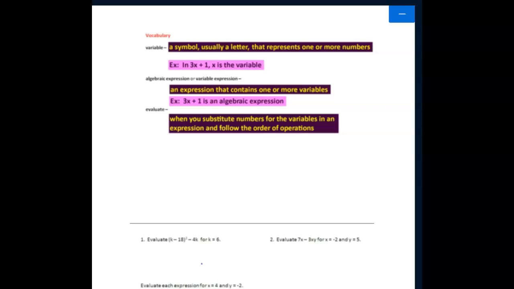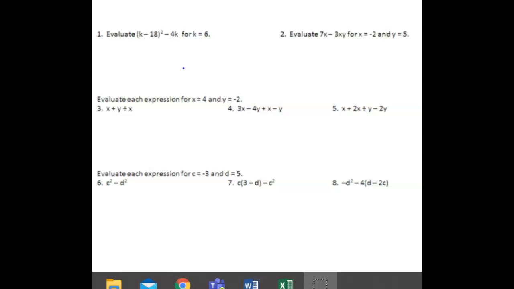All right, so next we want to evaluate. So we're going to evaluate the expression on the intervals given to us. So let's evaluate by plugging in those numbers. Remember when we plug in, it's like substituting. So in number one, we're plugging six in for every k.